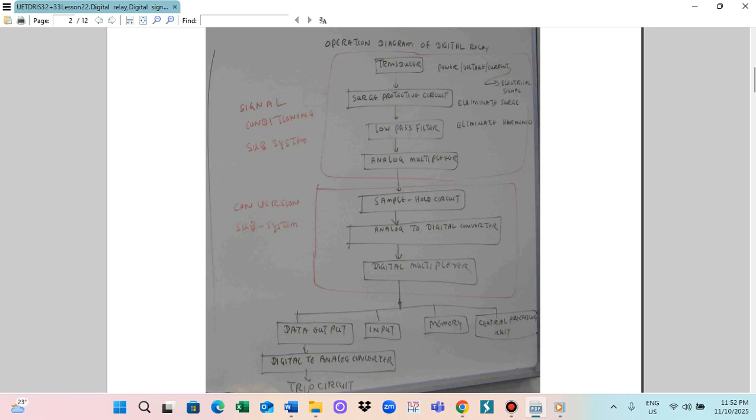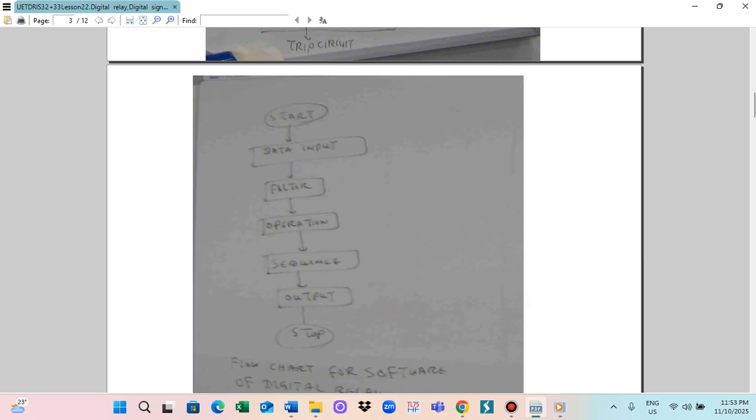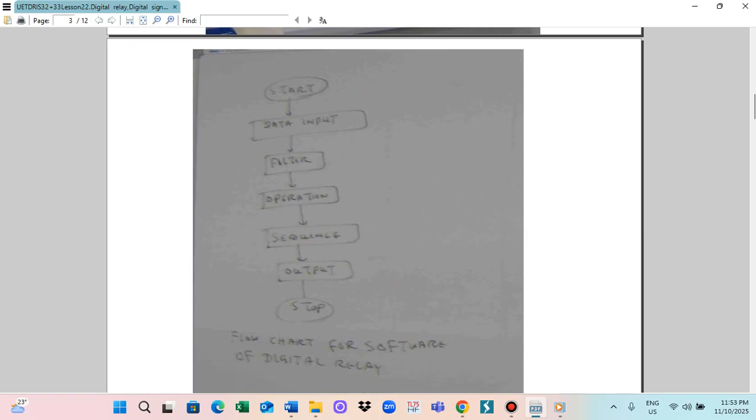So normally we acquire the data. Data is taken from the line through the transducer, and then the filter. We filter out the low frequencies and the high harmonics. Then the operation sequence means that we determine the result. When we allocate the relays here, in this case for a fault current from here to here, relay 3 operates fast, and then relay 2 and relay 1 operate. Then the output trip instruction trips the circuit breaker, and then stop. So this is the flowchart for the digital protective relay.